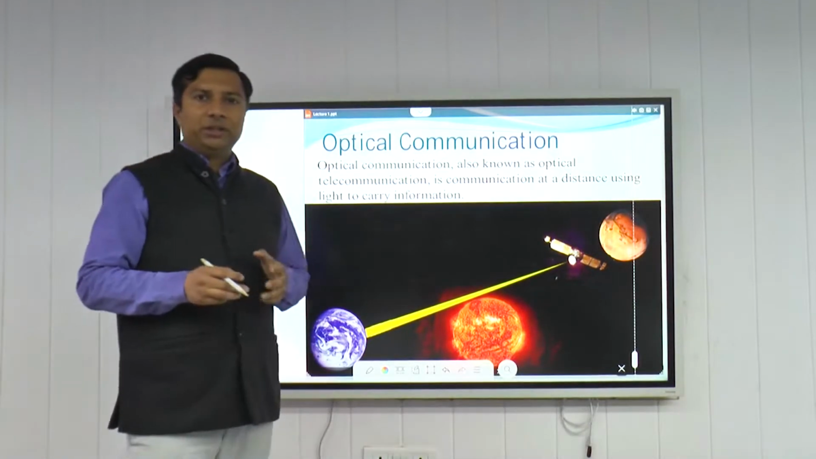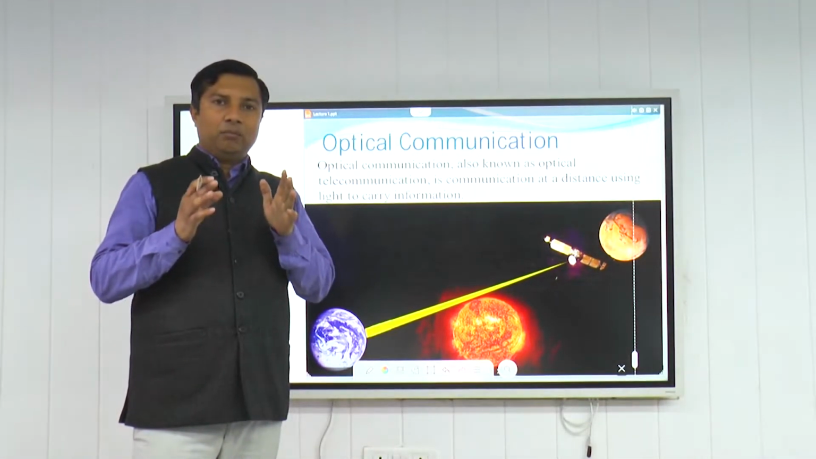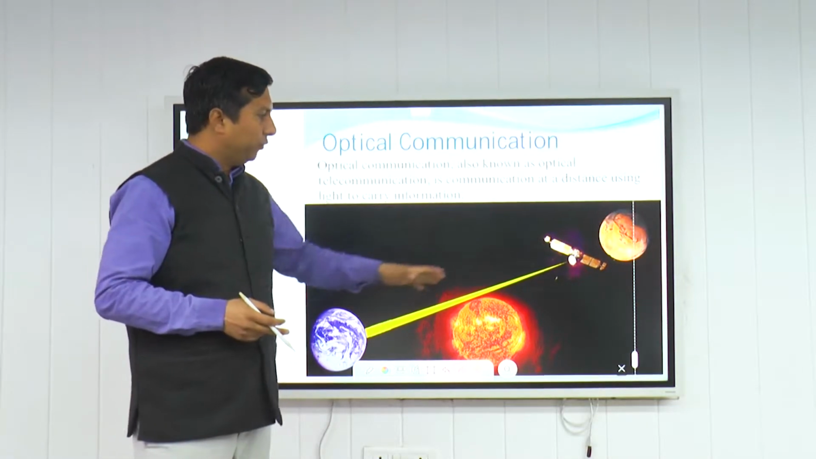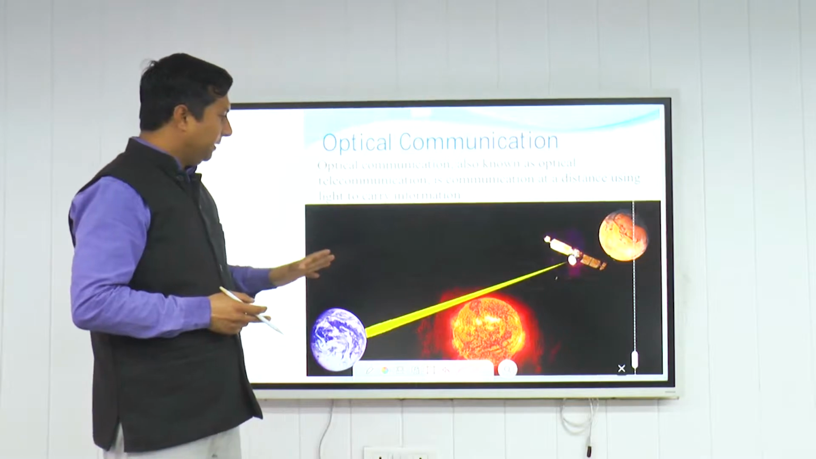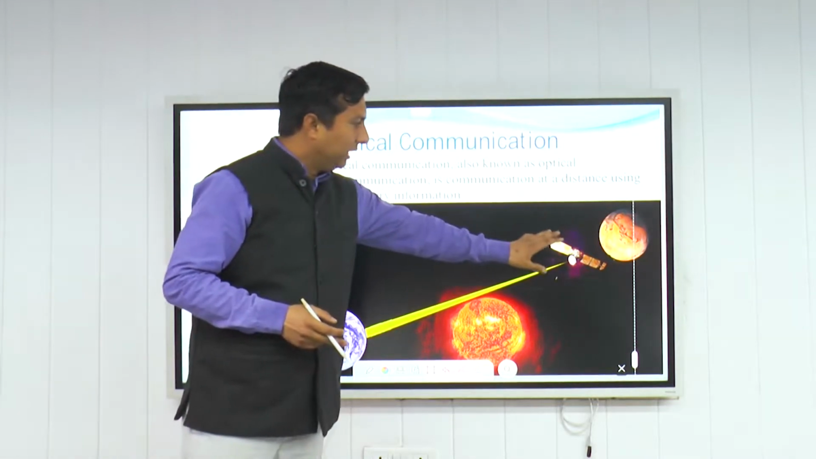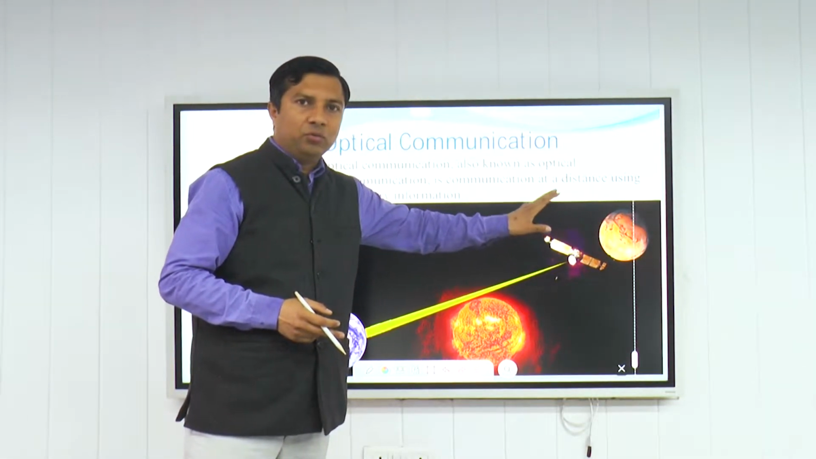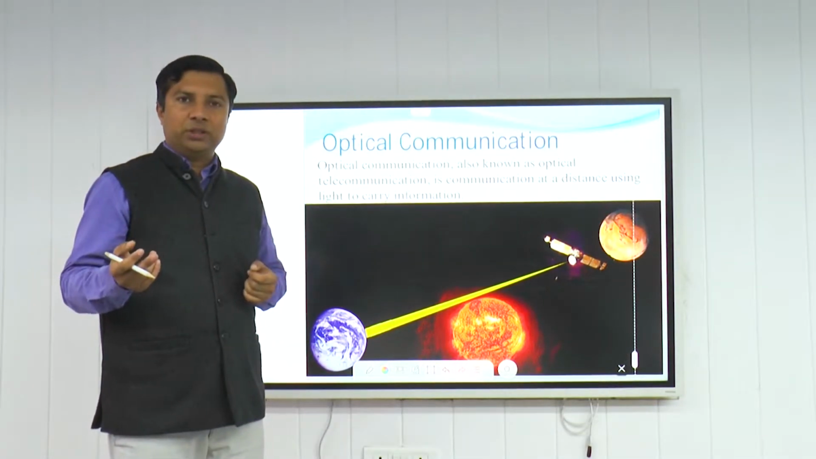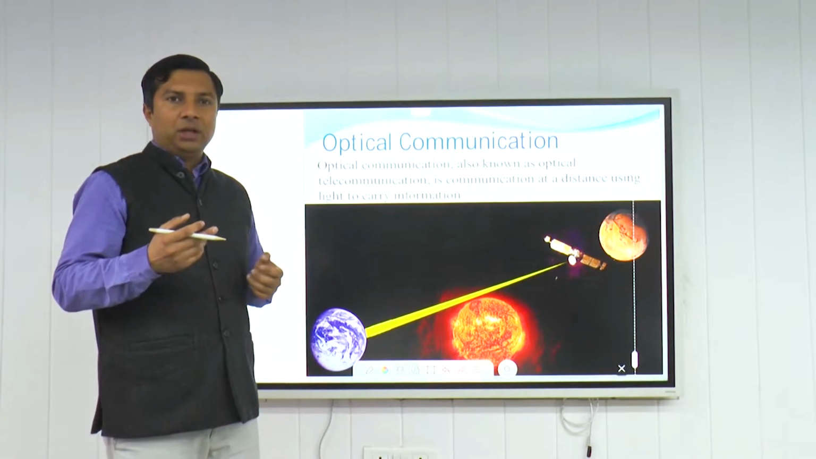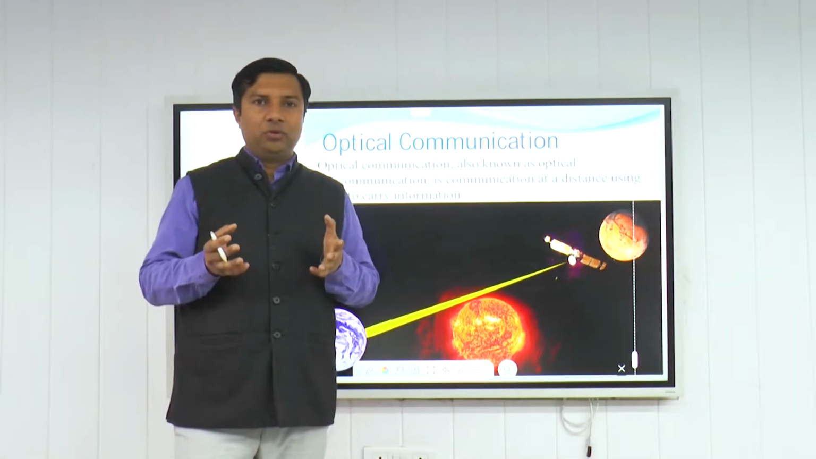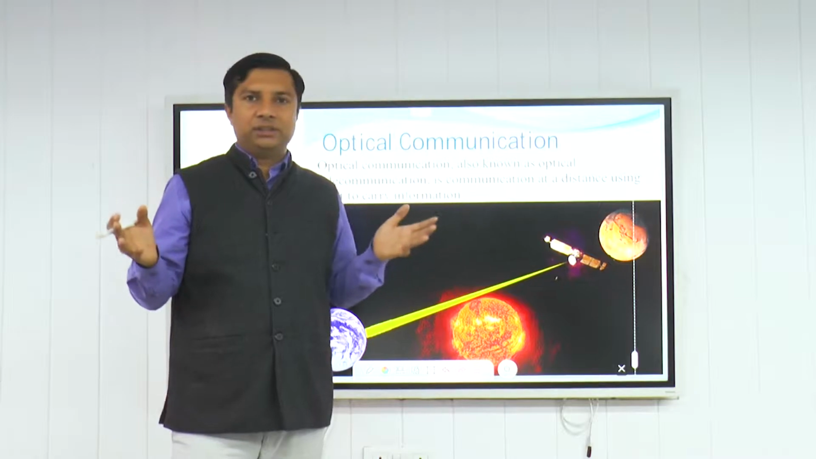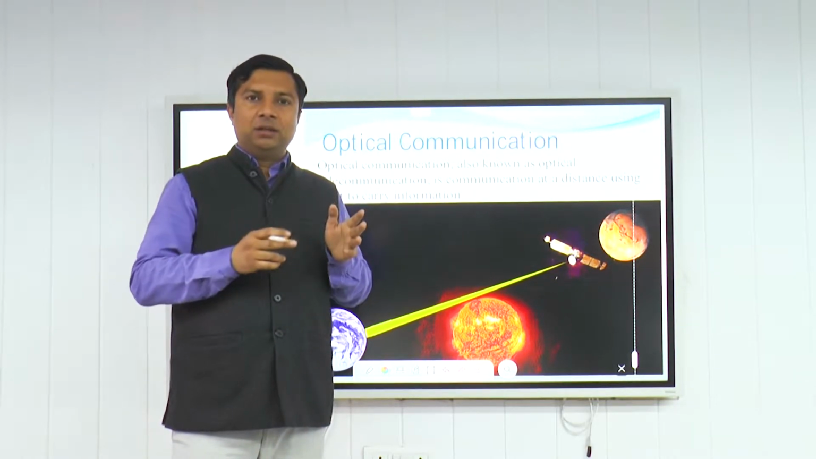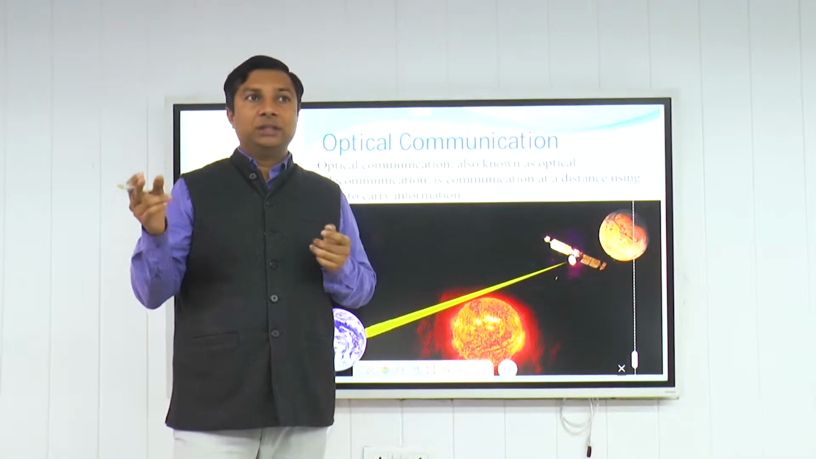So optical communication is basically a mode of communication in which the data is transmitted in the form of light. As you can see, we have, for example, a satellite and we want to communicate with an earth station, and we are using light as a medium. In our daily life, we know that there are wires in our homes, and the signal that propagates through that wire is an electrical signal.